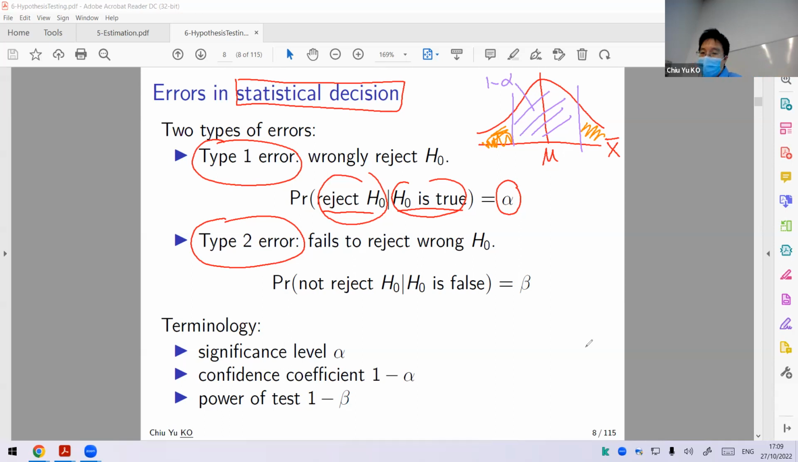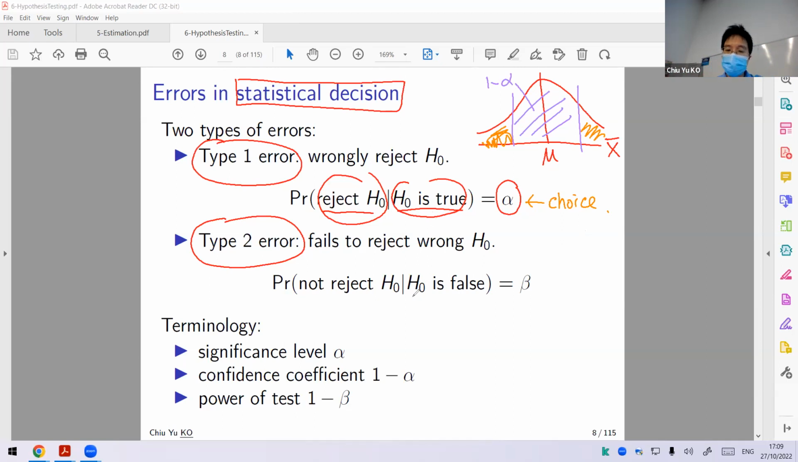Alpha is something that we have to decide. By choosing alpha, we decide how to test. At the end, it's our choice. We choose alpha, and alpha determines how we do the test. We can make it bigger or make it smaller, the same as the interval estimator, where we can decide how big the interval is. We decide alpha.